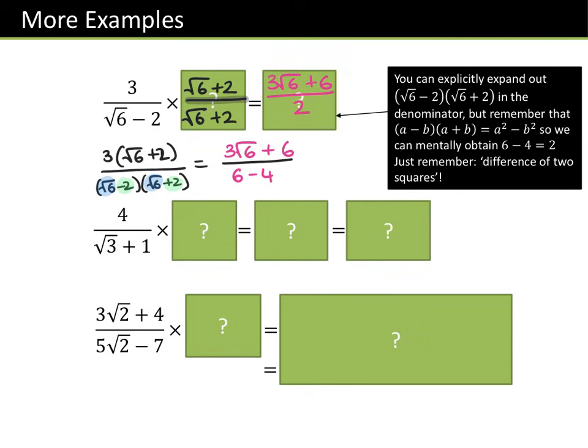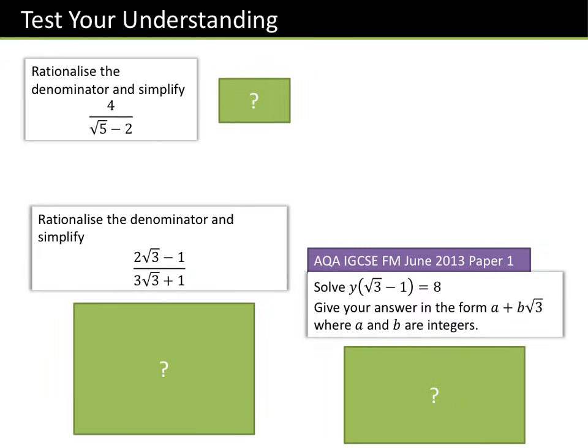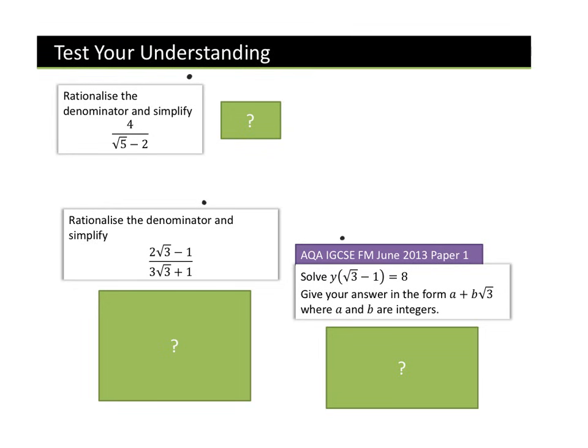Now, to truly simplify this, I need to split my fraction. So I'm going to get 3 root 6 over 2 plus 6 over 2. Now, that 6 over 2 cancels to 3. So my final answer is going to be 3 root 6 over 2 plus 3. Okay, so can you give these 3 questions a go? So you have 1, 2, 3. Try and give them a go.